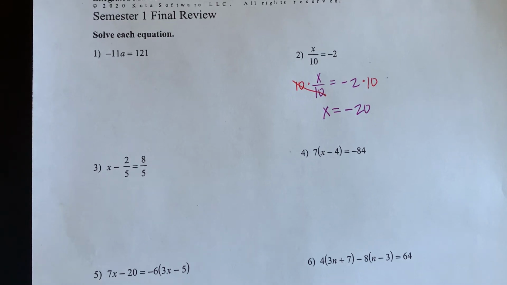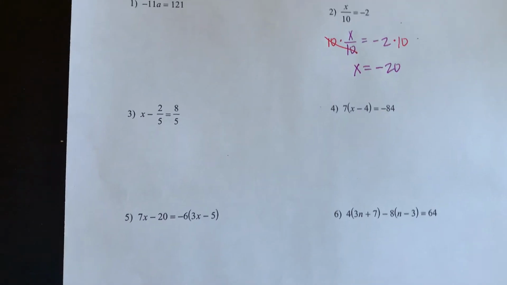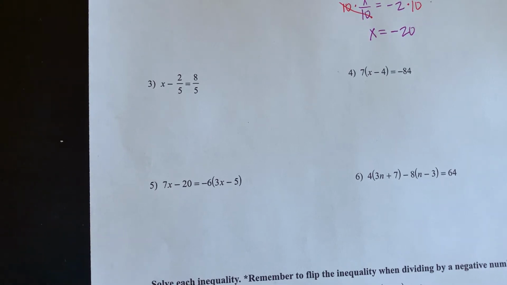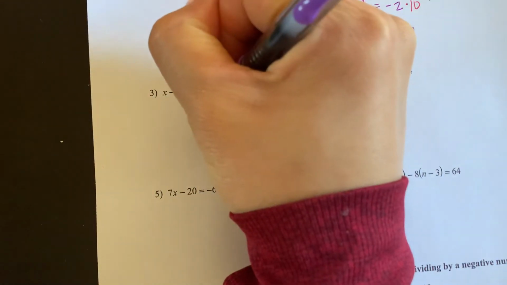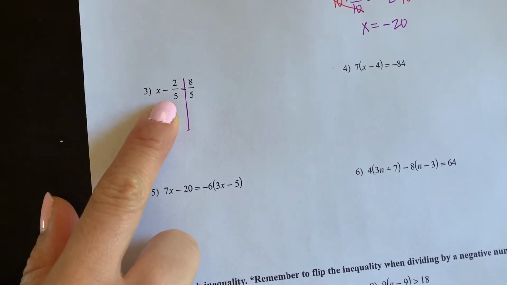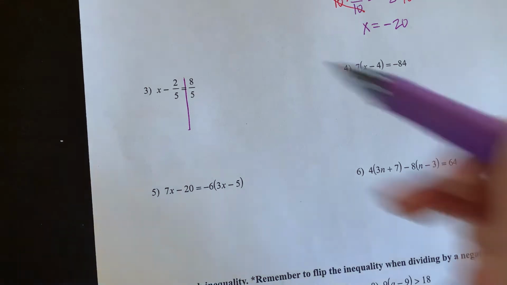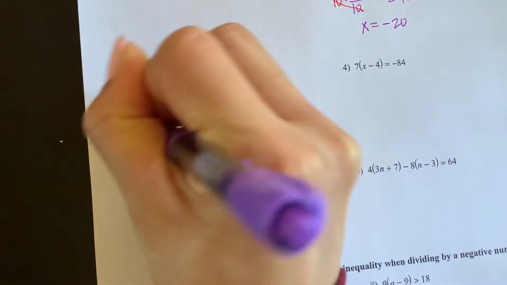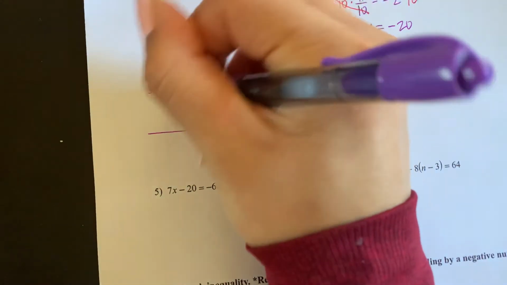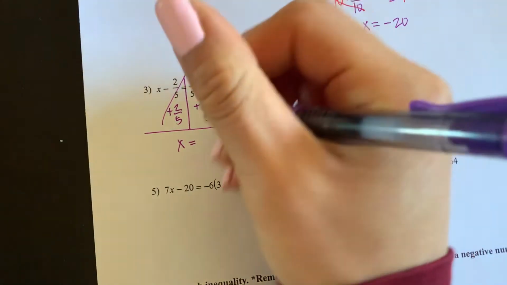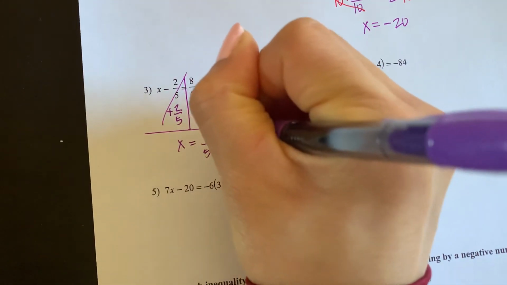I want to take a look at number 3. Because number 3 involves fractions and we don't want to just freak out when we see fractions. So I'm going to draw a line down the middle. We want to get x by itself. So what you would normally do, you will do the inverse. So you'll add 2/5 to both sides. Those 2/5 cancel out and you're left with x equals 8/5 plus 2/5.